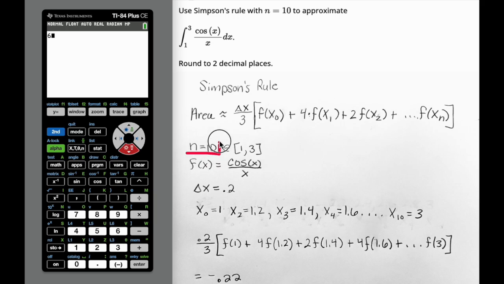So we're doing 10 rectangles. To find the width of our rectangles, I take 3 minus 1 to get the length of the entire interval and divide by 10 to find the width of each rectangle. So when I take 3 minus 1 and then divide that by 10, I get 0.2. So in front here of the brackets, we're going to have 0.2 divided by 3. And then inside the brackets is where we start plugging in values.